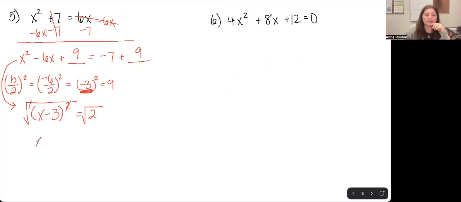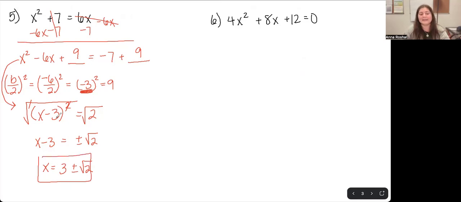So I'm going to end up with x minus 3 equals positive negative root 2. And then just add the 3. So I'm going to have 3 plus or minus root 2. Final answer. Again, is this very typical of an algebra 2 answer? 100%.